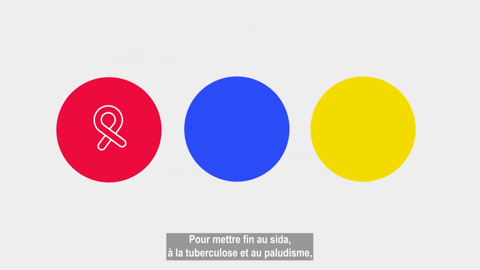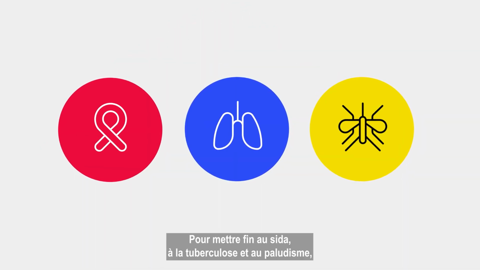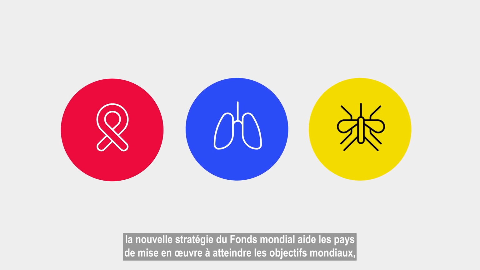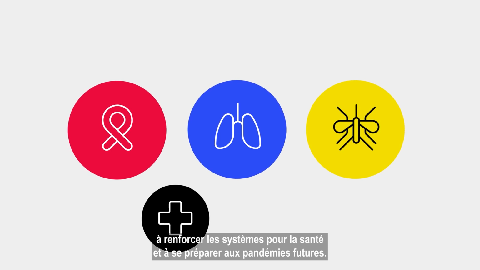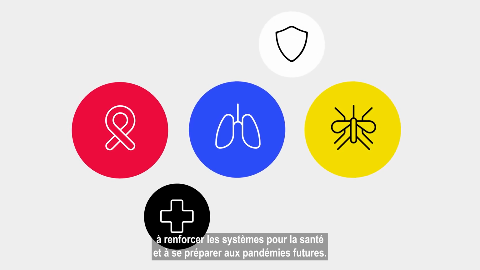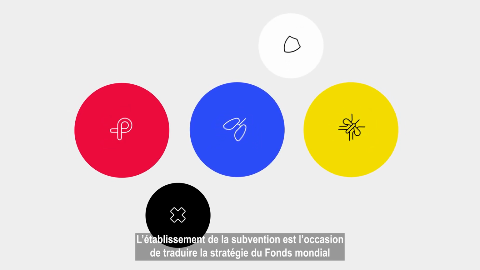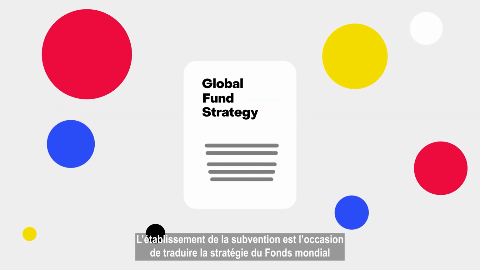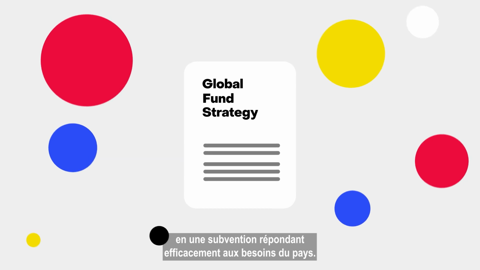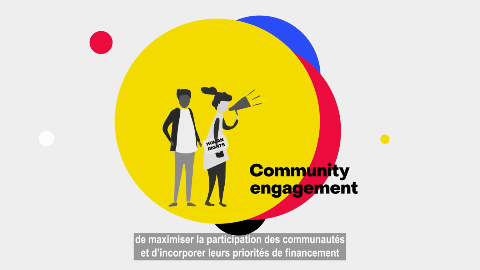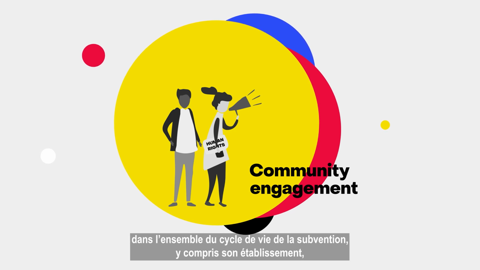To end AIDS, tuberculosis, and malaria, the new Global Fund strategy supports implementing countries to reach global goals, strengthen systems for health, and prepare for future pandemics. Grant making is an opportunity to translate the Global Fund strategy into effective grant design based on country needs. This can be achieved by maximizing community engagement and incorporating their funding priorities throughout the grant lifecycle, including during grant making.